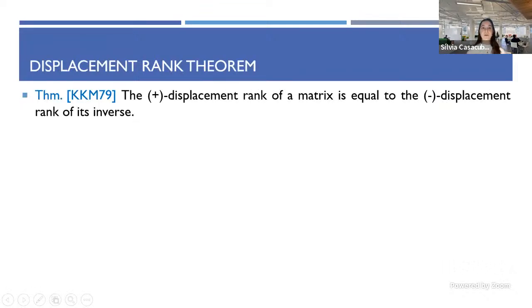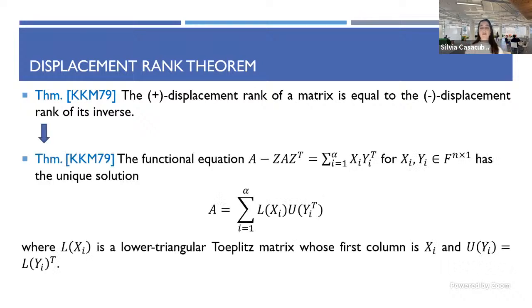And so Kailath et al. showed that the displacement rank of a matrix equals the displacement rank of the inverse. And so in the case of Toeplitz and Hankel matrices, it's 2 in both cases. Now in their paper, they also tell us how to recover the undisplaced original matrix from the displaced matrix, because this operator happens to be invertible.